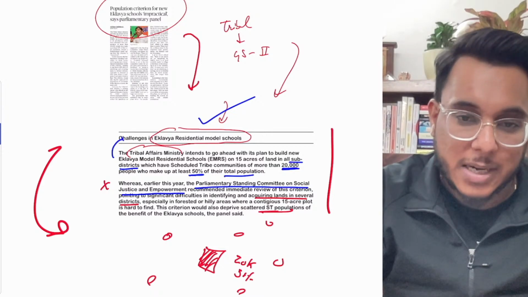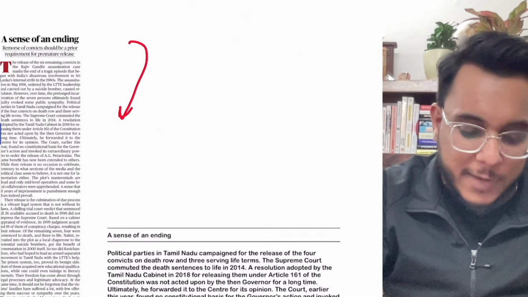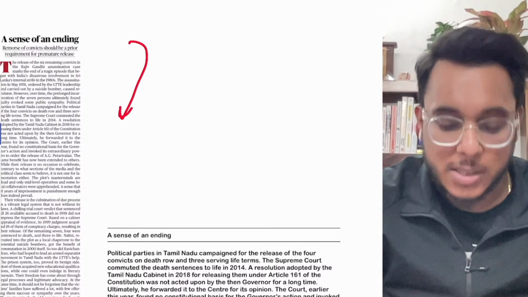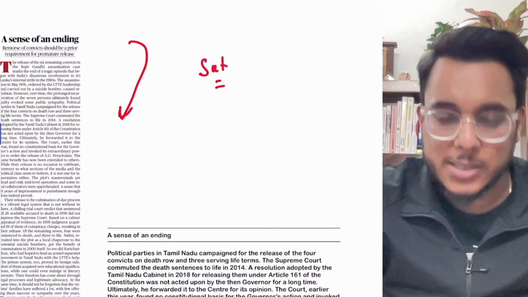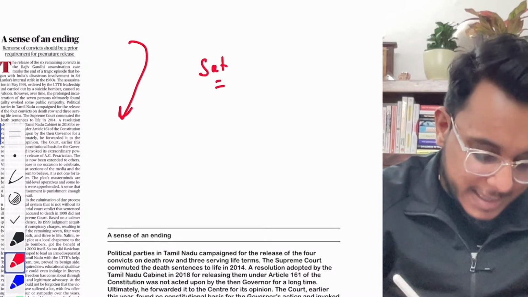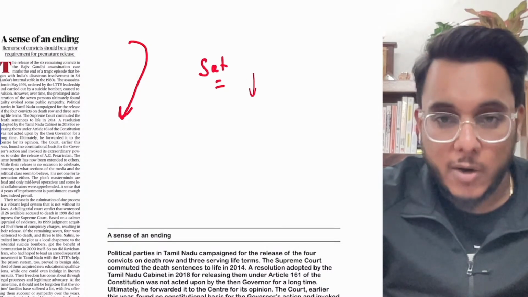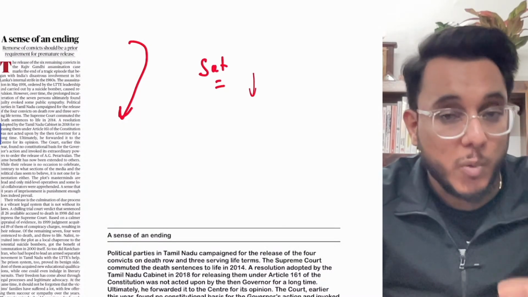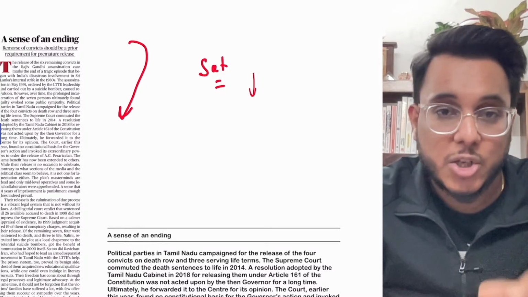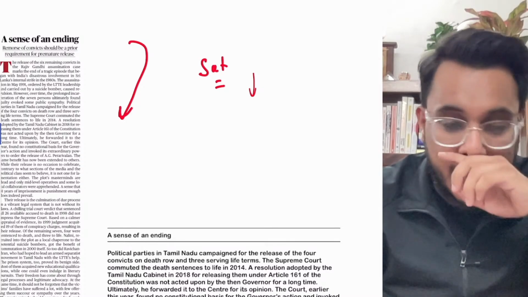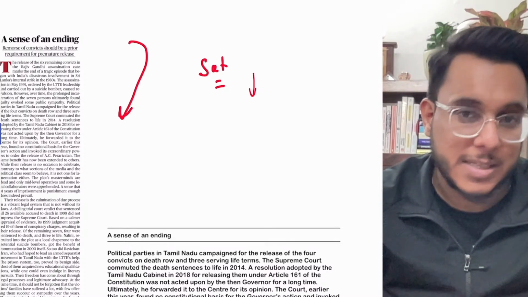Now moving to the next article, a sense of an ending. This particular article, guys, we have already discussed on Saturday's newspaper analysis. Basically, this article is talking about the release of the convicts who were charged for the assassination of the former Prime Minister of India, Rajiv Gandhi.